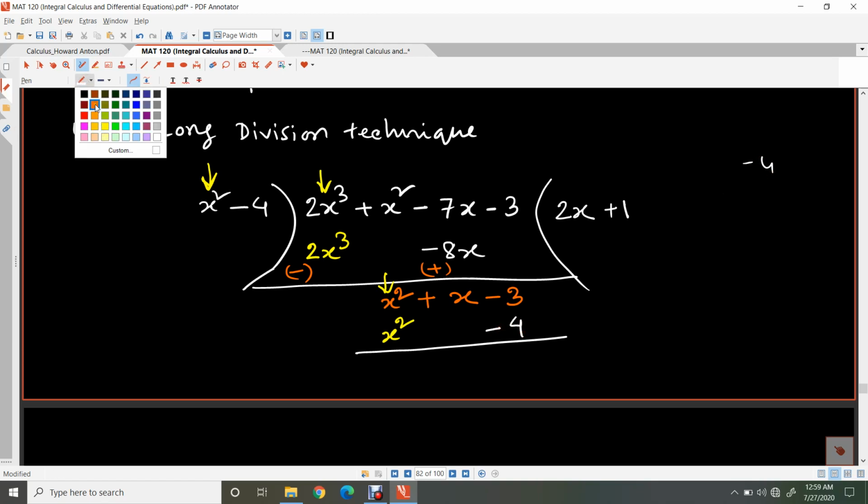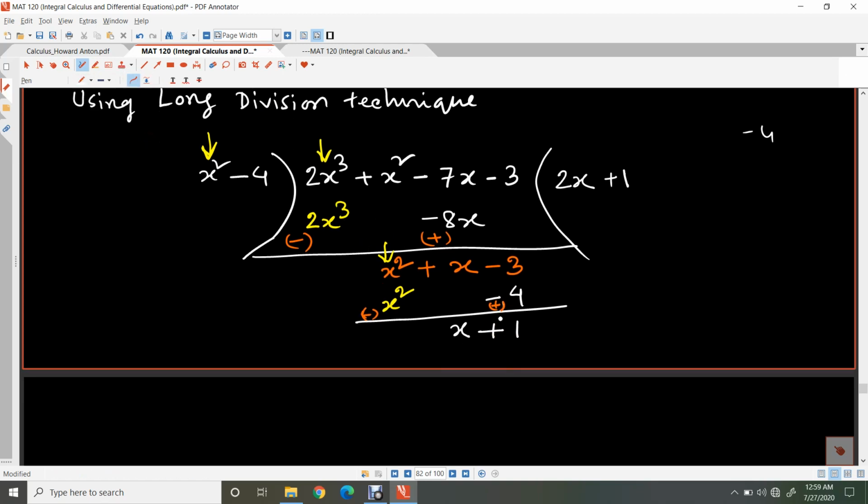Now the next step is to use the subtraction method. So here, if we subtract this and this, we will get 0 for this one. Okay, no need to write 0. Now bring down the remaining parts. Here we have x, negative 3, positive 4, we are getting positive 1. Now we have the remaining part, this one.